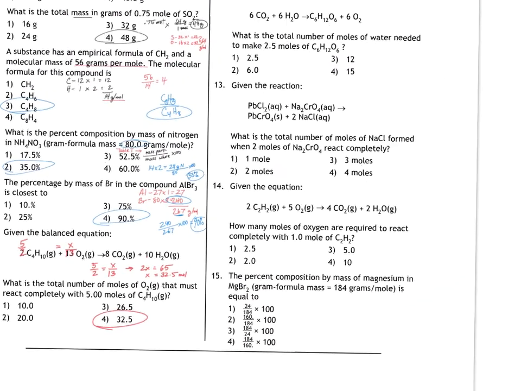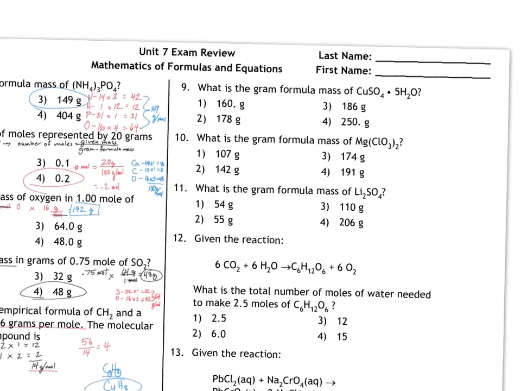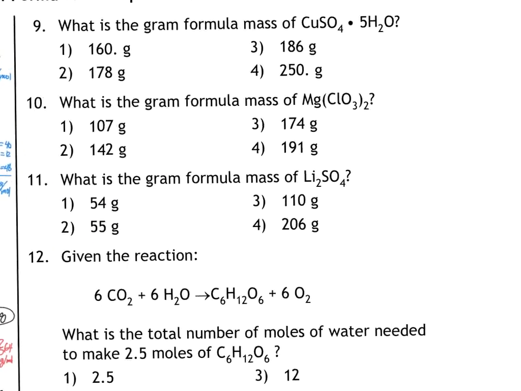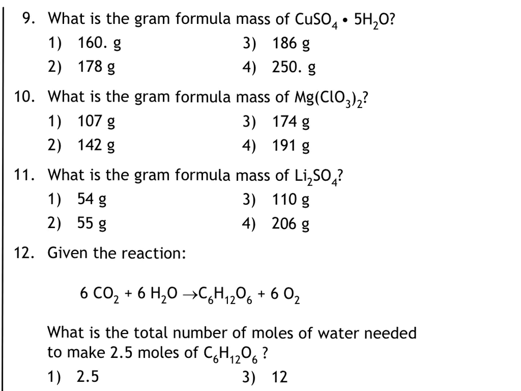All right, so let's do number 9. What's the gram formula mass of copper sulfate pentahydrate? We need to include the water when we do this gram formula mass because it doesn't say not to. So we'll include that water.